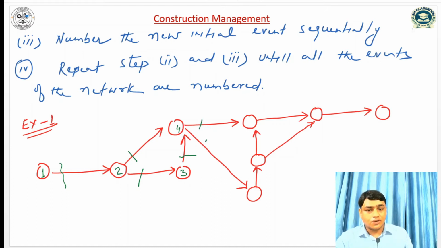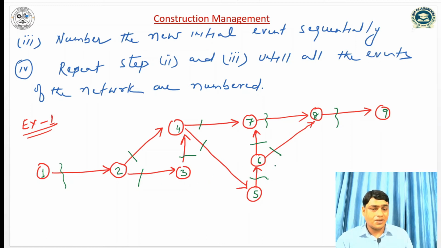If I remove this arrow once again, it will not be 5 because one incoming arrow is there, so this will be 5. Once again I remove this, so this will be 6. Remove this. We can't number it 7 because one incoming arrow is coming into this event, so this will be 7. Once again remove this arrow, so it will be 8. Remove this arrow, so this will be 9.